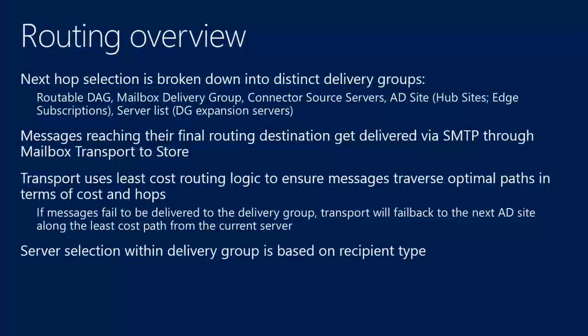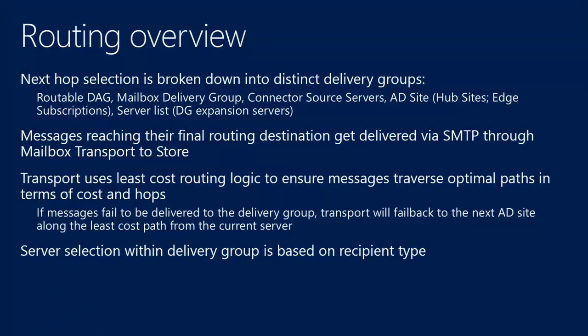Once we get the message to the final delivery group, the transport service will then deliver that message via the mailbox transport service to the database, like we've already talked about. The routing logic predominantly hasn't changed, though.